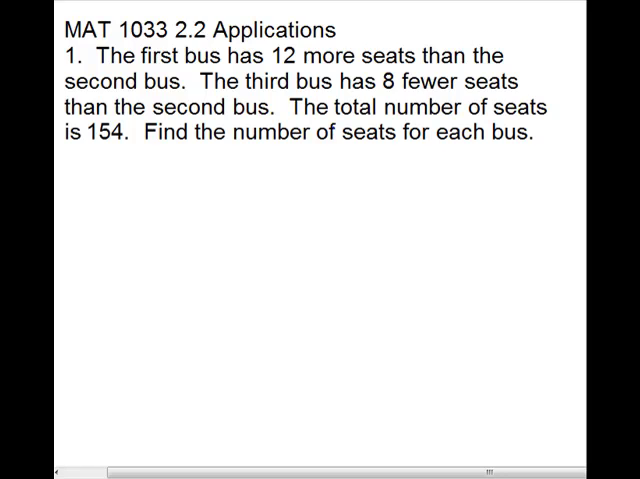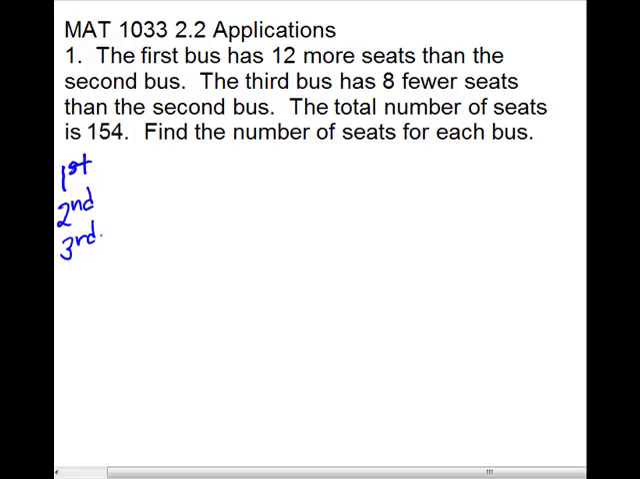So we're comparing 3 buses. We should write something down for that. So I'm just going to number them: the first bus, the second bus, and the third bus. Right, and when you're working with word problems, the one they say nothing about should be your variable.